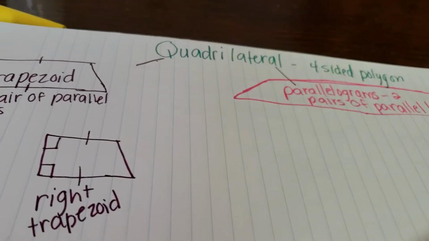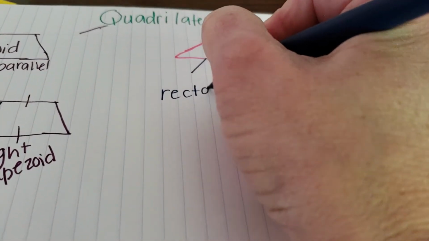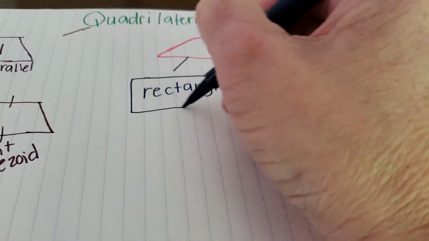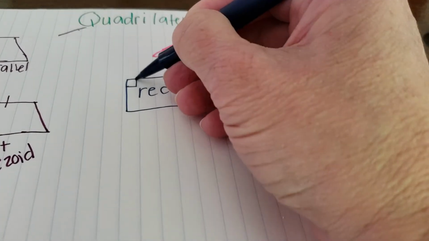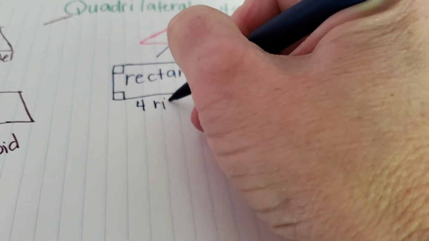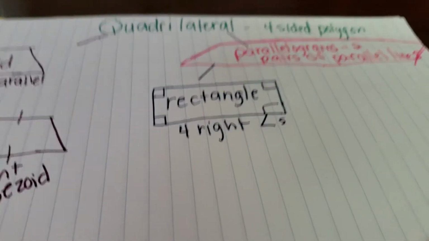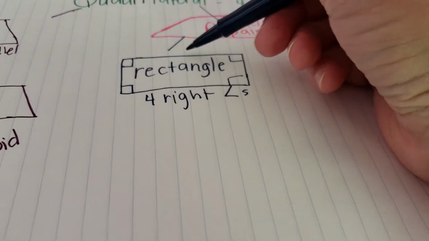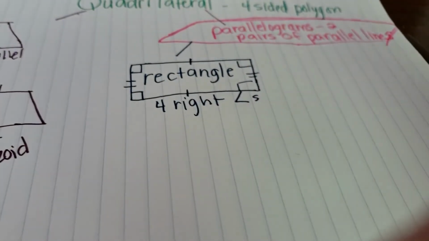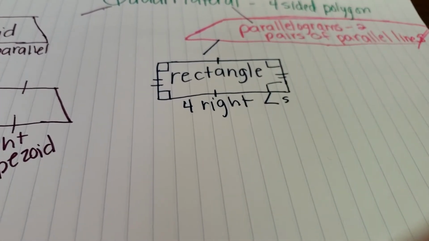The first one that we have is a rectangle. Okay, so a rectangle is a parallelogram. A rectangle can be identified because it has four right angles. Okay, so it's four right angles, and that's what makes it a rectangle. But how it is a parallelogram is because it has two pairs of parallel lines. The opposite line segments are parallel here and also here. Okay.